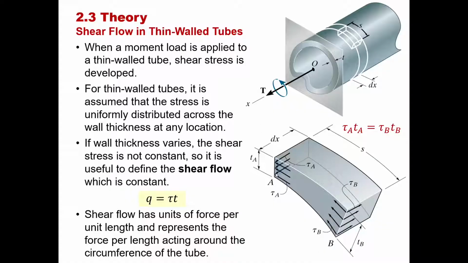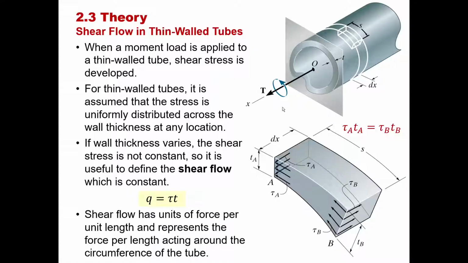We are saying that even though the shear stress is constant throughout the thickness at location A, and the shear stress is constant throughout the thickness at location B, the shear stress at A does not equal the shear stress at B. The shear stress at A times the thickness at A is going to be the shear flow at A, and the thickness at B times the shear stress at B is going to be equal to the shear flow at B.